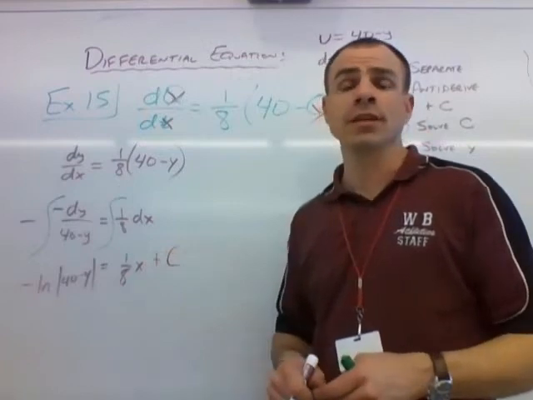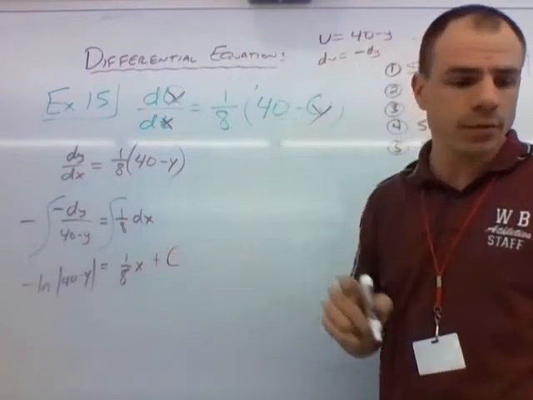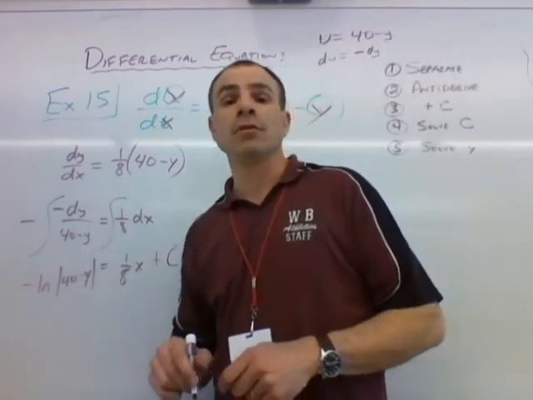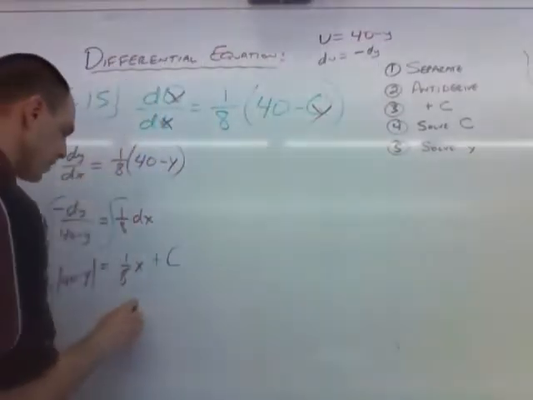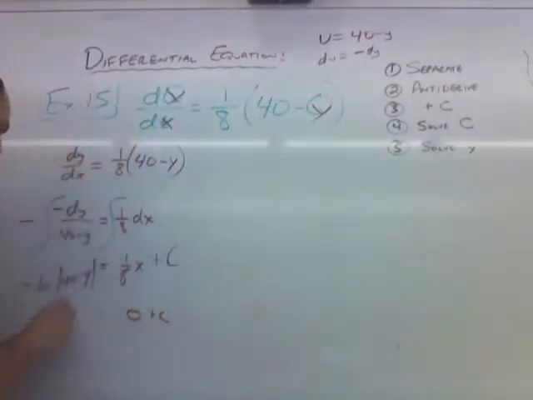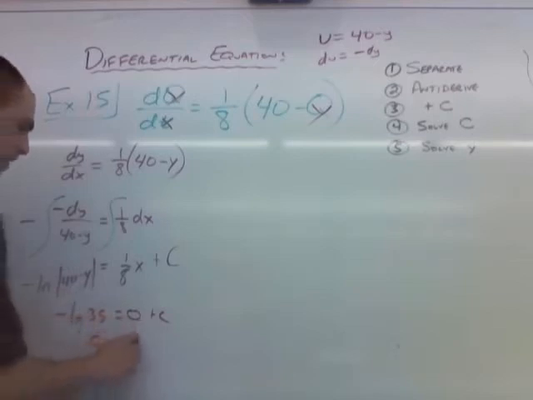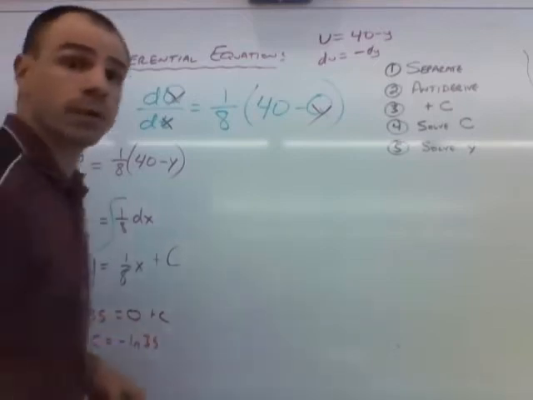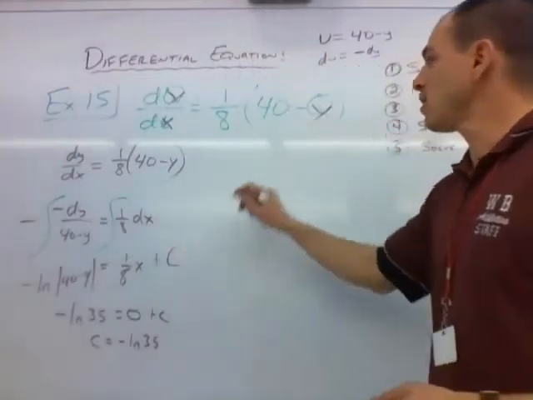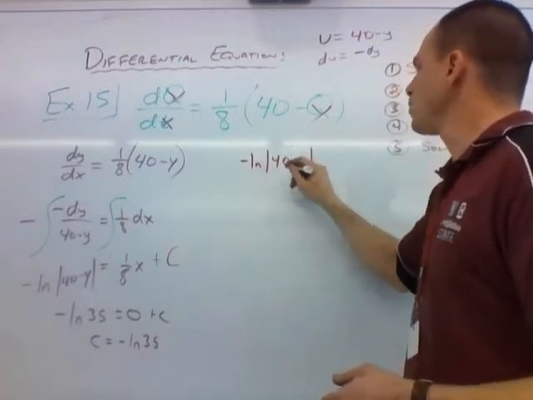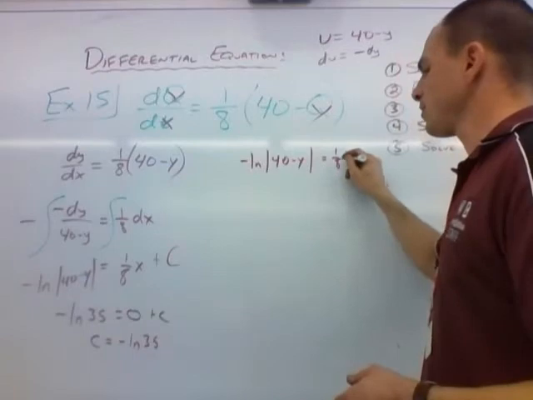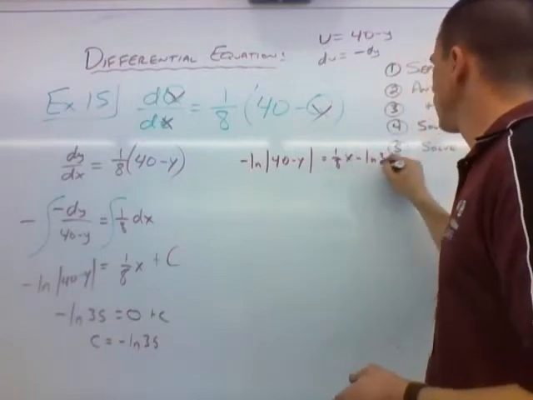Okay, now let's figure out what c is. Well, the initial condition, which I did not write on the board, says that when you plug in 0 for x, y is 5. Right? So we're going to plug 0 in for x, so that means we have 0 plus c, and that's equal to the negative natural log of 35. 40 minus 5 is 35. So c is the opposite of the natural log of 35. Okay, so what does that mean? We put this back in here. We have the opposite of the natural log of the absolute value of 40 minus y is equal to 1/8 x minus the natural log of 35.